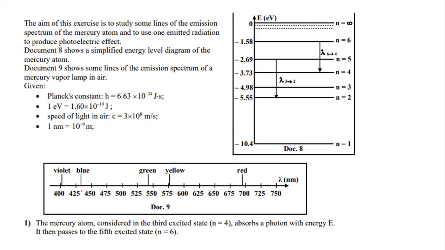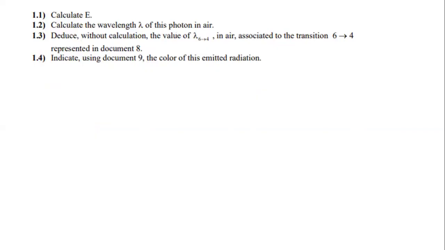So the question is, the mercury atom considered in the third excited state n equals 4 absorbs a photon with energy E. It then passes to the fifth excited state n equals 6. So we continue now. Calculate E.